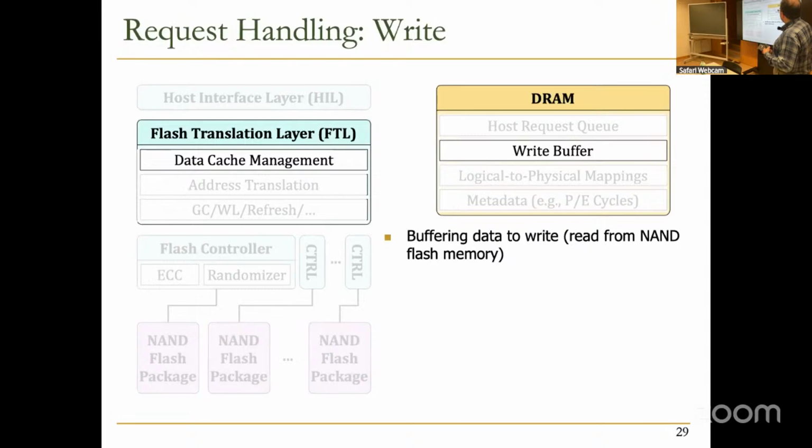After passing the HIL, which is the host interface layer, a write request needs to get to the FTL. For the FTL, we first have data cache management, and you can buffer the data that you want to write into this write buffer. That is essential to reduce the write latency. You're going to see that writes are actually very, very slow in NAND flash memory. So we have this write buffer such that we write to that buffer and then quickly send an acknowledgement to the host, such that the host can continue.